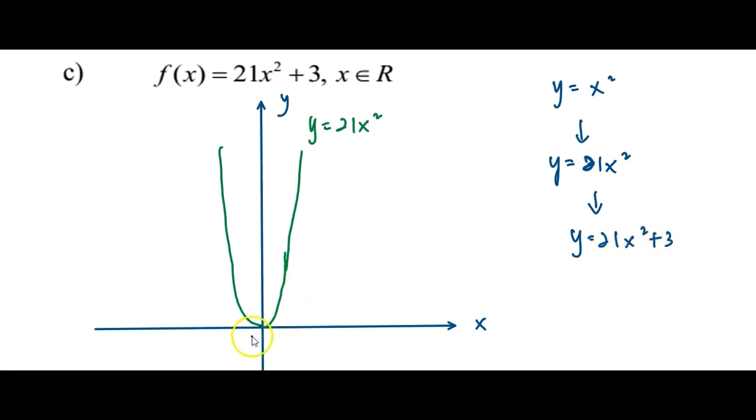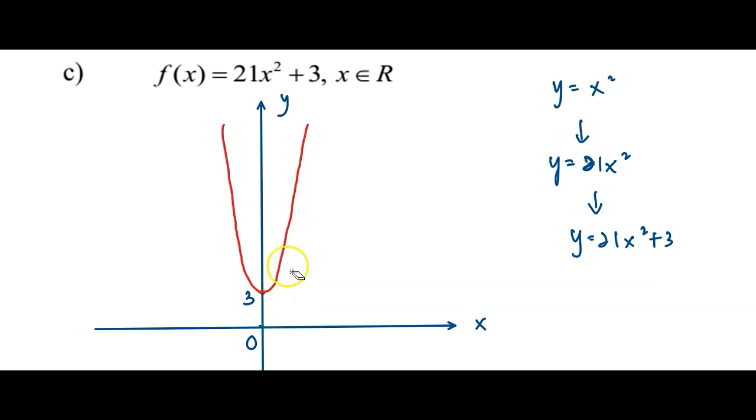From the origin, the minimum point goes up 3 units. Okay, so this is 3. Then you will have the same parabolic shape, but now the minimum point is at 3. Here I'm using the red line to represent it, and the green line you can just erase, since it represents 21x squared. So this graph is 21x squared plus 3, where the minimum point is (0, 3).